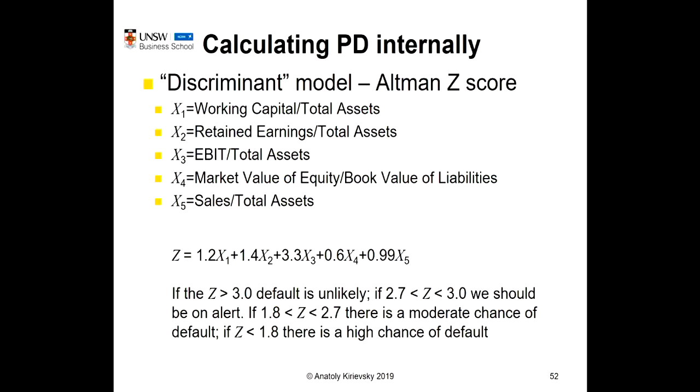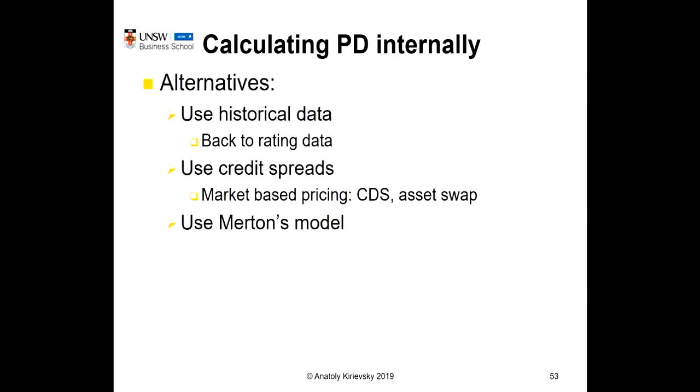Now, it is a discriminant model. Discriminant means it tries to discriminate: more likely to default, less likely to default. It doesn't actually give you an actual probability of default. Right? What are some of your alternative approaches?